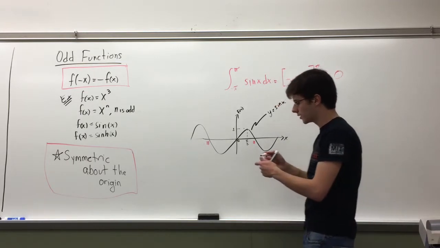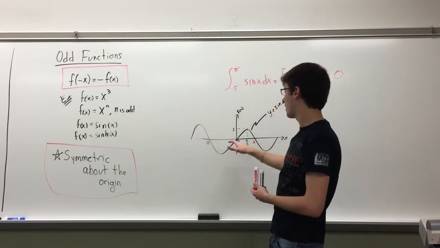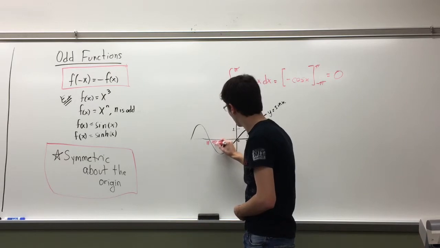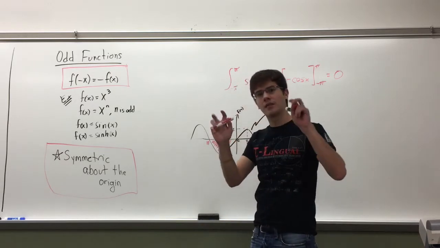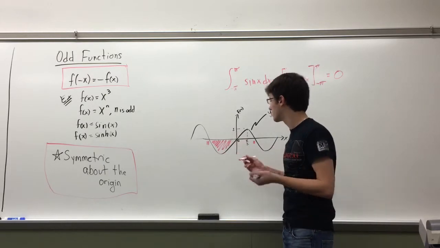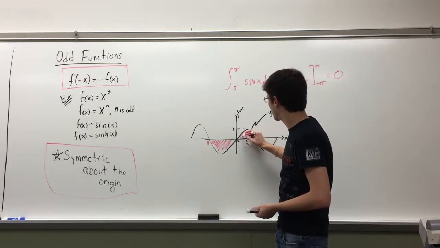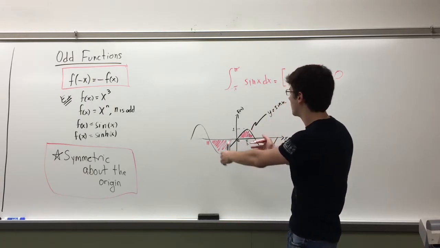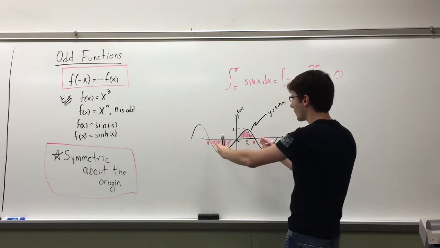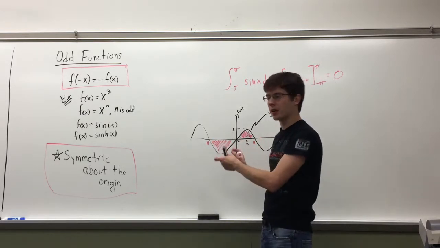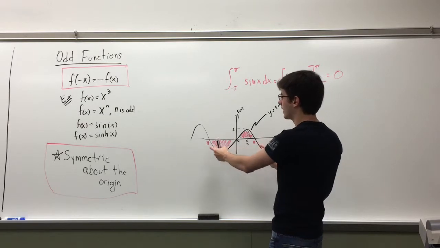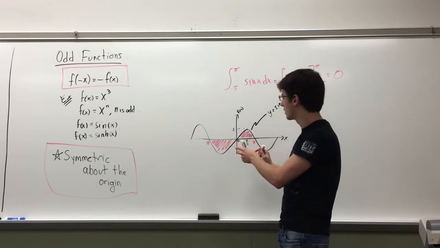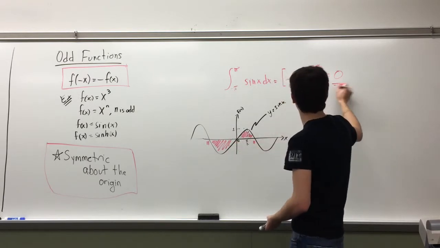But another way that you could see is from symmetry. Even though my graph isn't drawn to scale, you could see that this negative area, and I say negative in quotes because an area is always positive, but you see that there's this positive region and this negative region, and when you take the integral over a symmetric interval, so negative pi to pi, we can see that these regions are going to cancel out. So the integral is going to be 0.